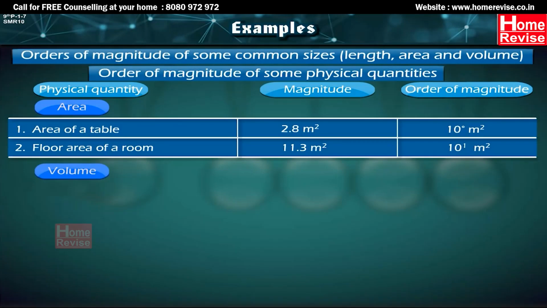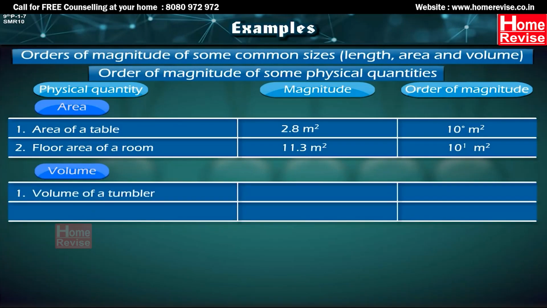Now, volume. 1. Volume of a tumbler. Magnitude 0.0026 meter cube. Order of magnitude 10 raised to minus 3 meter cube. 2. Volume of air in a room. Magnitude 48 meter cube. Order of magnitude 10 raised to 2 meter cube.